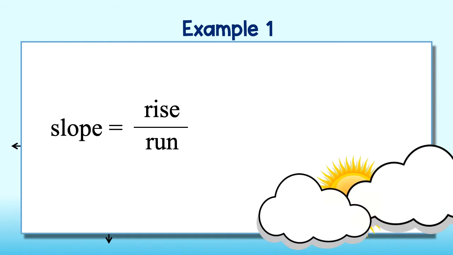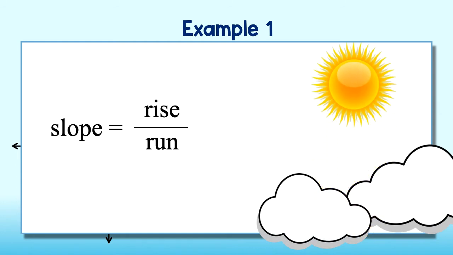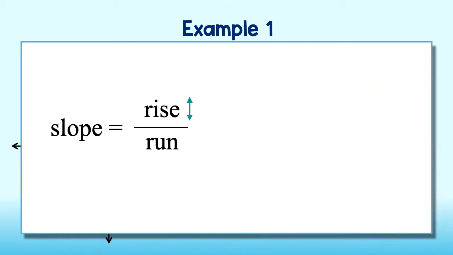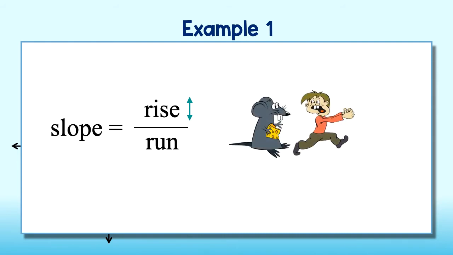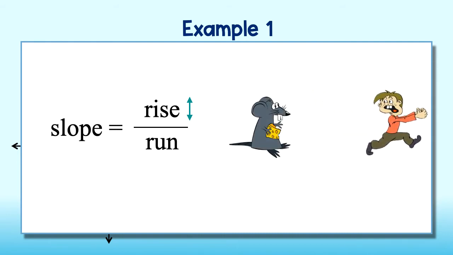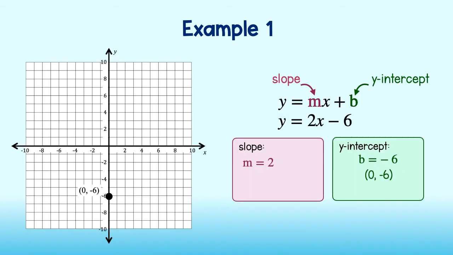Think of a sunrise. What direction does the sun go? Up. The rise tells us the vertical direction, how far up or down to travel from one point to another. And if I told you there was a giant mouse behind you, you would probably run in a horizontal direction. As such, the run tells us how far left or right to move. So let's take a look back.